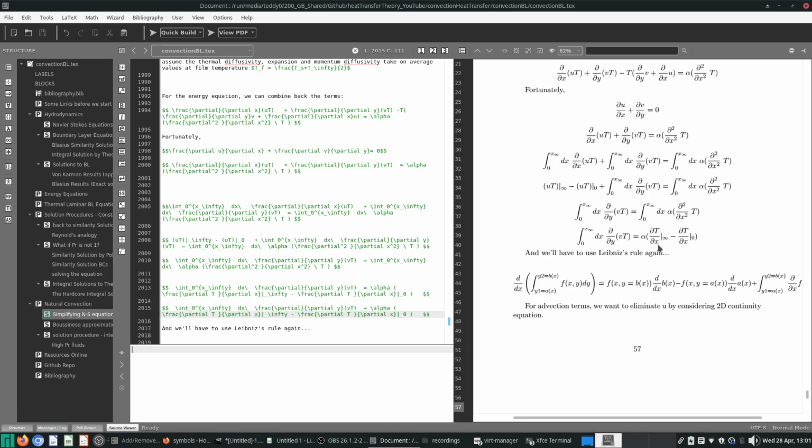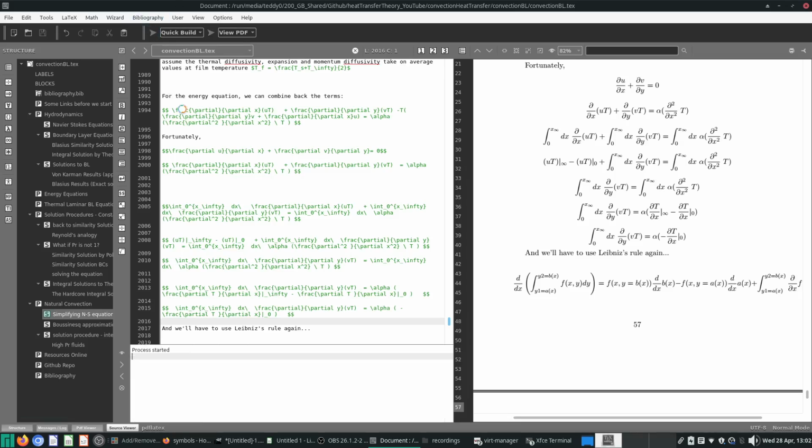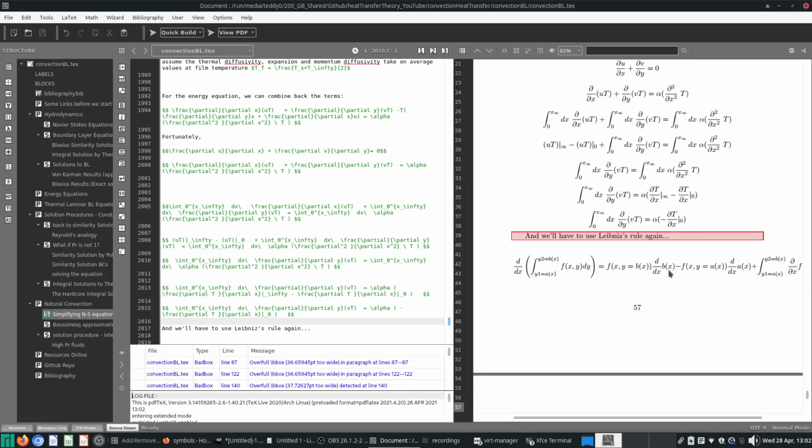Well, at the free stream, the temperature is T infinity everywhere, so we won't have very much heat flux. We can just drop that off in comparison to the heat flux at the wall. Because this term is small in comparison with the wall heat flux, I can just drop this thing off. Now, fortunately or unfortunately, we'll have to use Leibniz's rule to deal with this term.